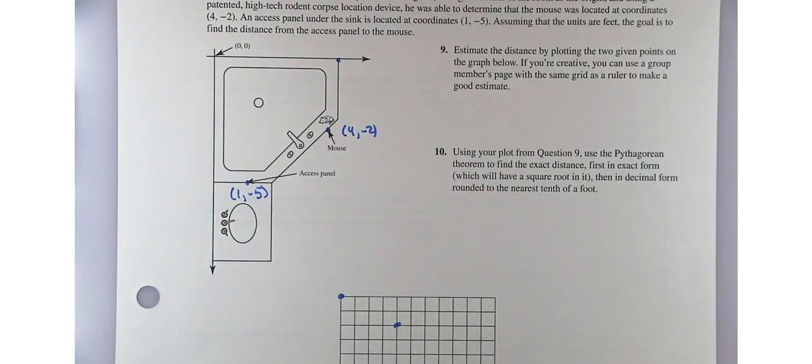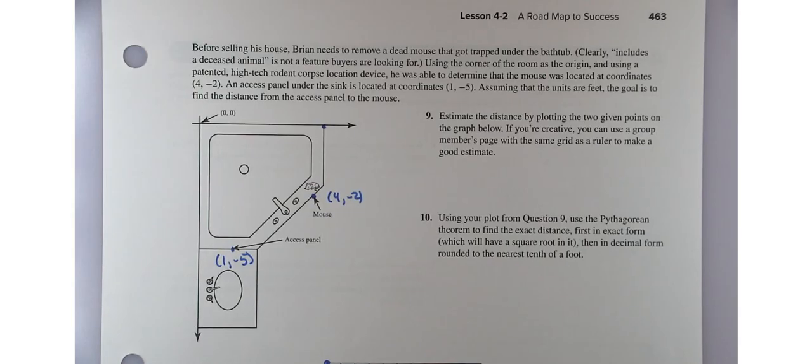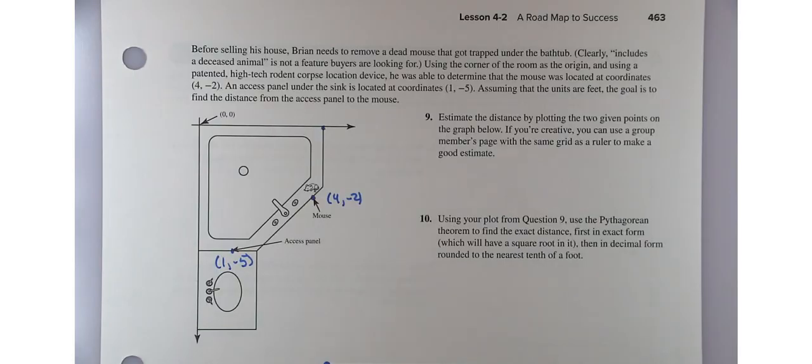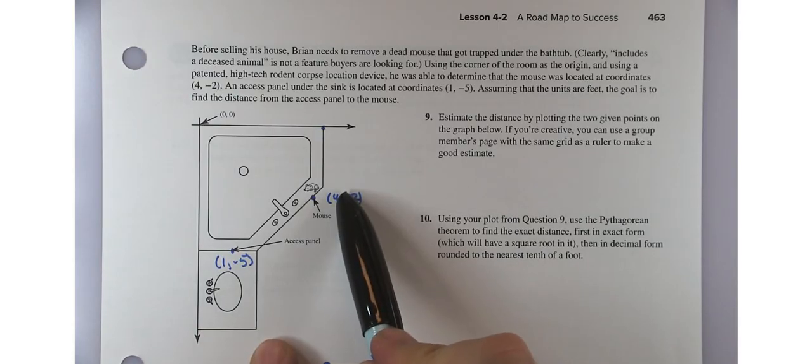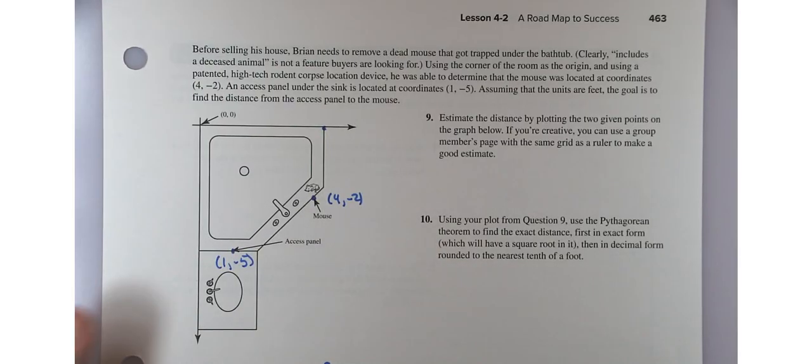So, kind of an interesting problem. Well, maybe not. Kind of a strange problem. They're trying to find where a mouse got trapped underneath your sink or washtub basin, something. And they gave it coordinates of your access point. So, those coordinates map here.